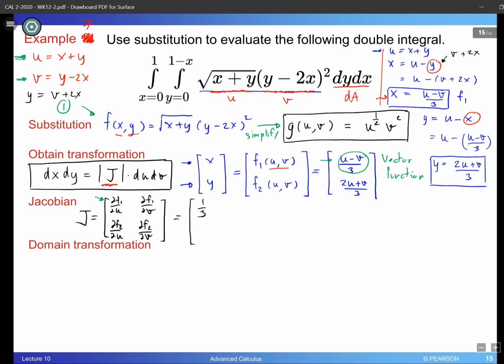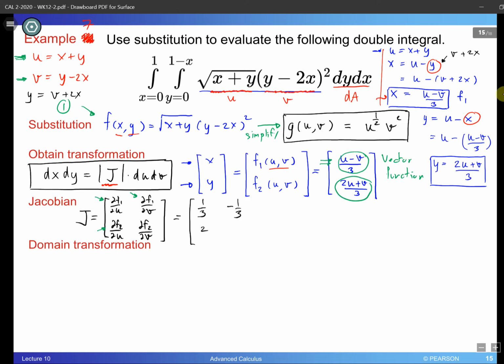And now we move to diff f1 with respect to v. We diff the same function right here with respect to v, and the coefficient in front of v here is minus 1 over 3. So there you go, we got the second element for this matrix, minus 1 over 3. Now let's move to the next one, diff f2 with respect to u. So we need to diff this with respect to u, and the coefficient is 2 over 3.